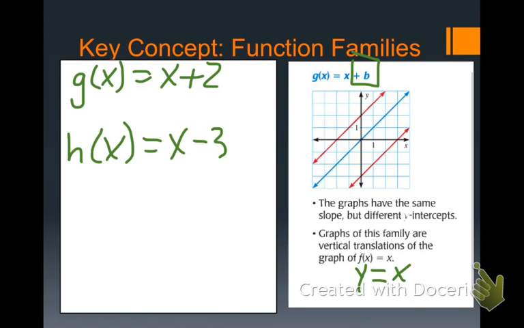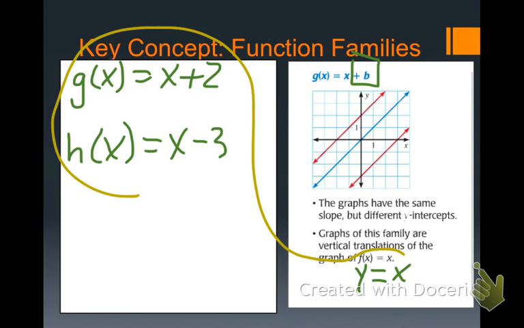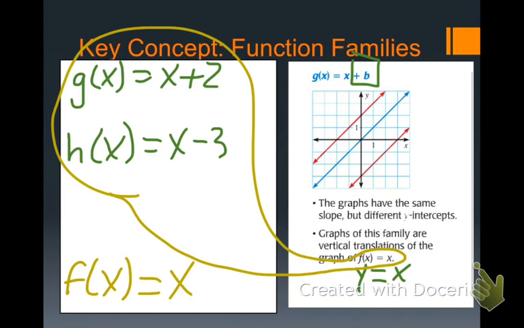But these are all in the same function family. F of x equals x is what we call the parent function, where no translation has been done to it. And then these are just vertical translations of the parent function.